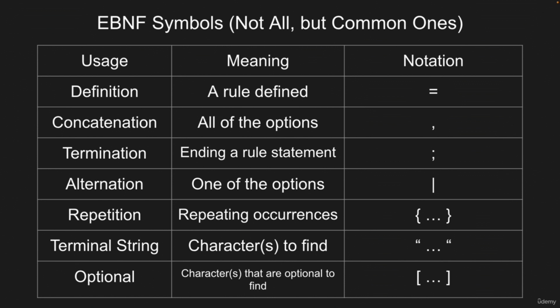So here are some EBNF symbols. Not all, but the common ones that we'll be using are: definition, a rule defined; concatenation, all of the options; termination, ending a rule statement; alternation, one of the options; repetition, repeating occurrences; terminal string, characters defined; and optionals, characters that are optional. If you're totally confused, I'll be giving you more examples of how these work. You pretty much need an example before you really understand what these usages mean. So this is just a chart to help you recall what these usages are.